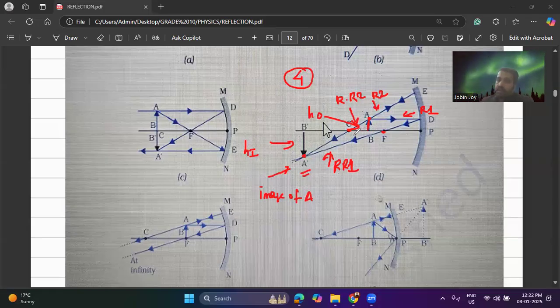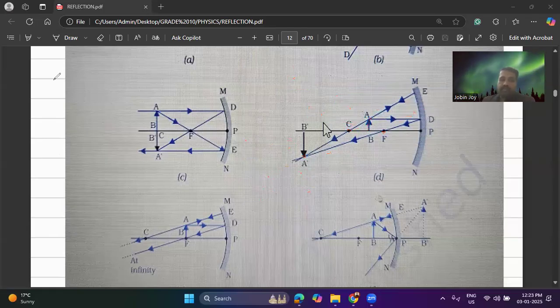So if the object is in between the center of curvature and the focus, where is the position of the image? The image will be beyond C, and the size of the image will be increased. So the height of the image is more than the height of the object, and the image is real, and the image is inverted.